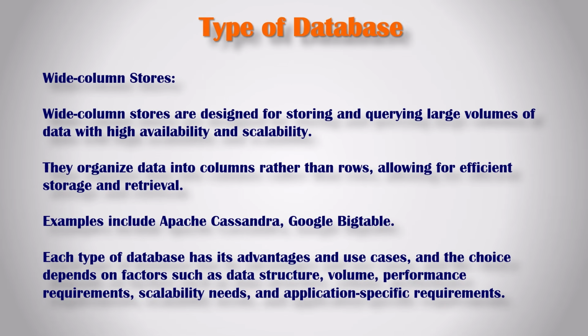Wide column stores. Wide column stores are designed for storing and querying large volumes of data with high availability and scalability. They organize data into columns rather than rows, allowing for efficient storage and retrieval. Examples include Apache Cassandra, Google Bigtable.